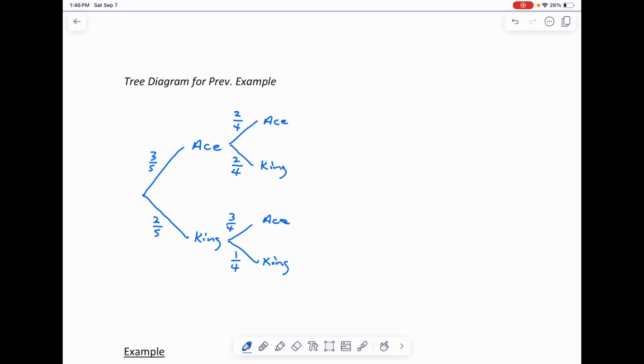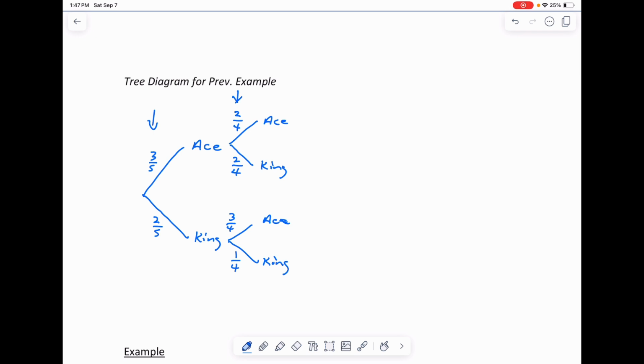Now notice something as we're creating this tree. If you look at the first 2 branches, the 3/5 and the 2/5, so I'm looking at that column, if you will, 3/5 plus 2/5 adds up to 1 because it accounts for every possible outcome in that first draw. And if I look at that second column, don't total up the whole column, but just total up each part. So if I draw an ace, after that I have to either draw an ace or a king.